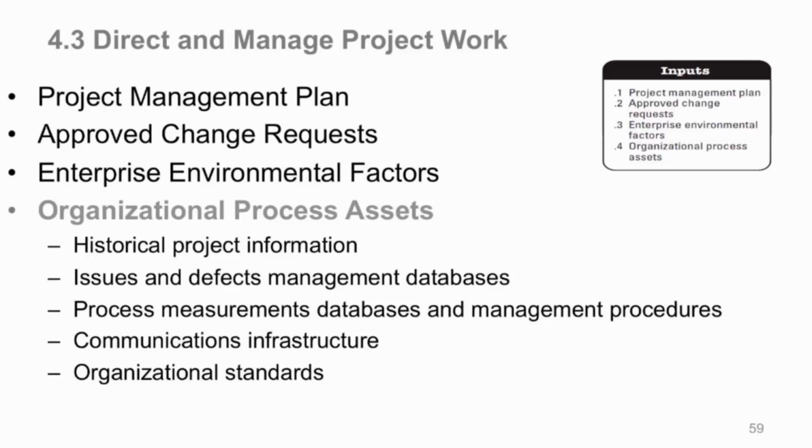And I mean detail later. Those have process measurements in them too, and you look at those. Communications infrastructure, again, is it email, is it phone, is it social media, whatever it is. How are you using that to help you build your product effectively? And of course, any organizational standards. All these are OPAs, and they all come into play. Now we're going to look at the tools and techniques when we come back in a minute.